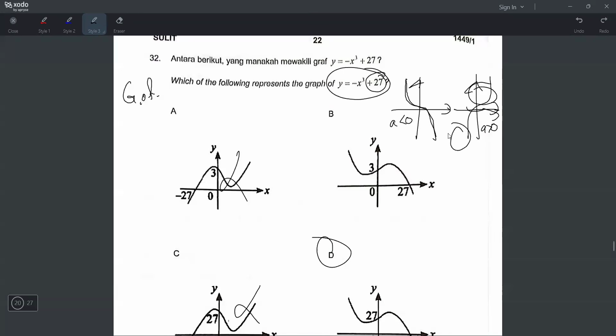This is the positive region. That's how I remember it. So that's how I know A and C are wrong. And why I say the answer is D is because of the 27.